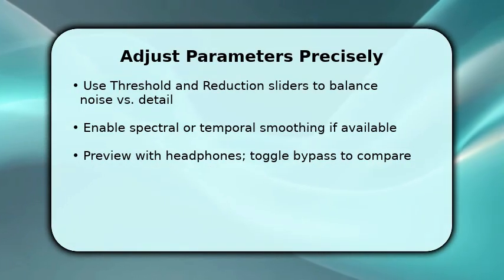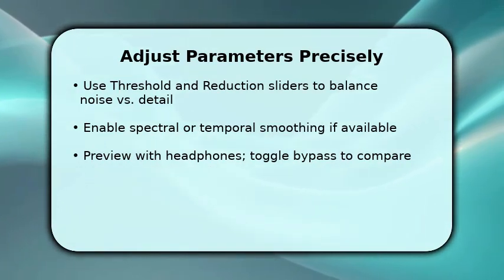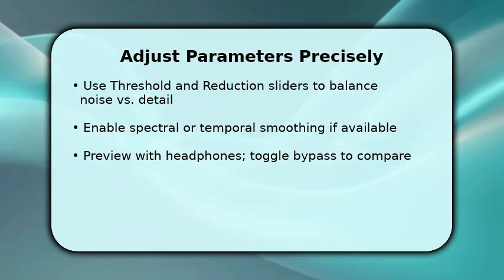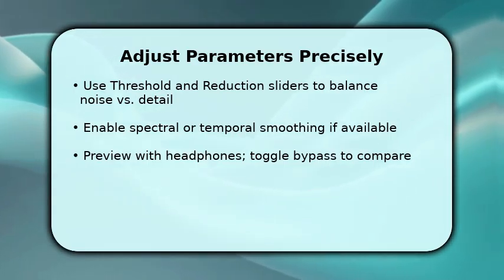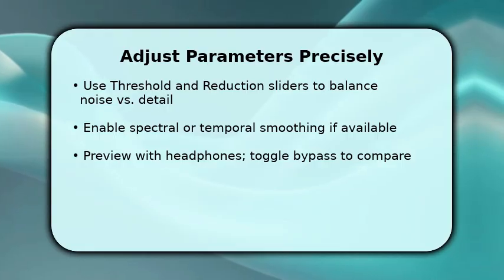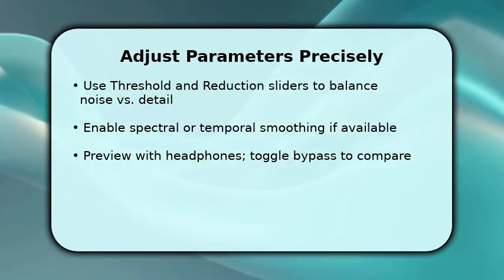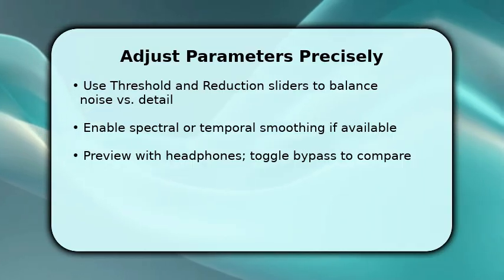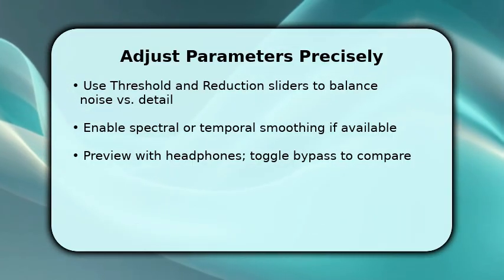Next, focus on the detailed adjustments. Lower the reduction only until noise drops but detail remains. Raise threshold carefully so you don't chew transients. Use temporal smoothing or spectral denoise options for video noise that changes frame to frame because they preserve motion detail.